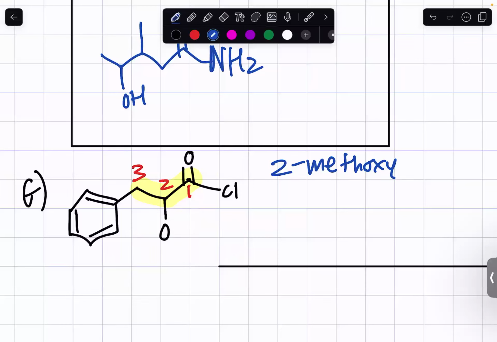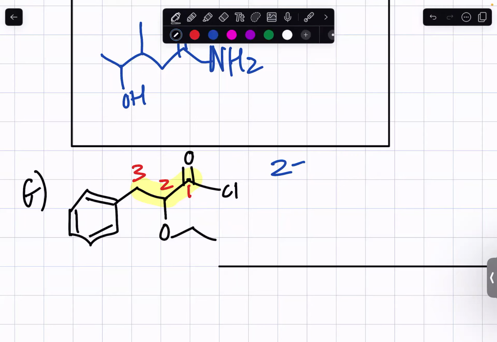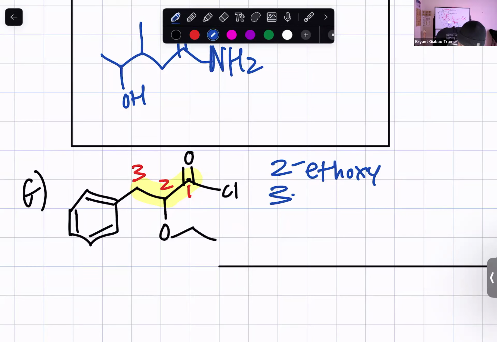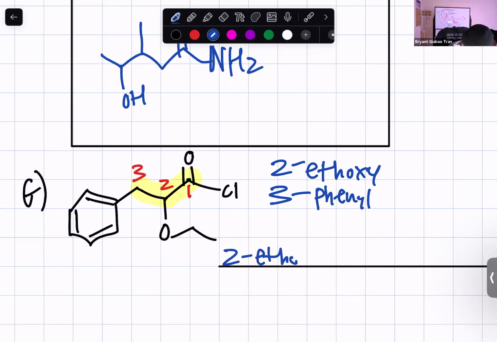What if it was an ethyl instead of a methyl group? It's just the OXY ending. Ethoxy. Yeah, and then if it's 3, then it will be propoxy. So if it's an ethyl group, then that'll be 2-ethoxy. Okay. And then on carbon 3. The phenyl? Yeah, 3-phenyl. So alphabetical order, 2-ethoxy, 3-phenyl.